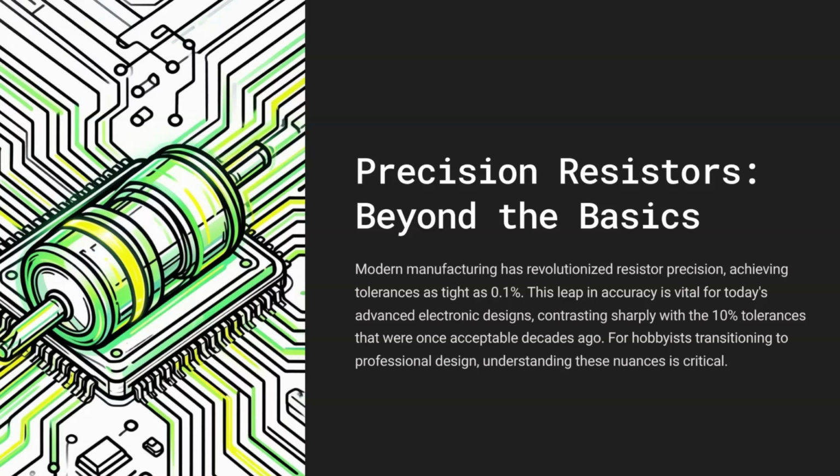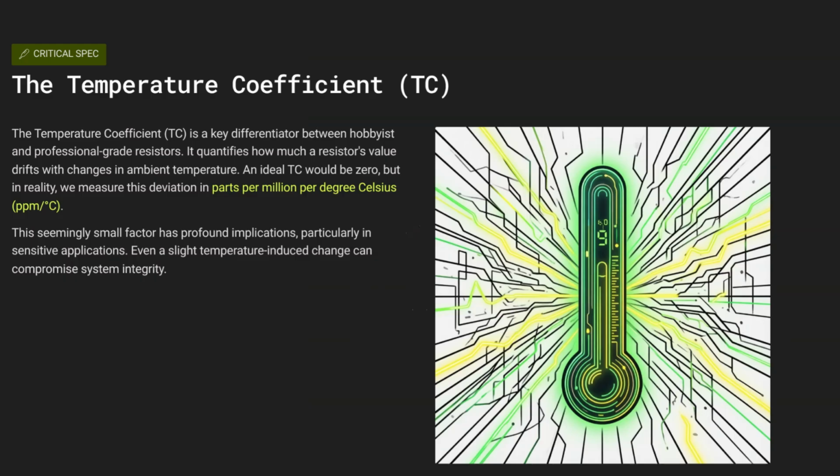Okay, now for the spec that you said really separates the hobbyist from the professional designer, the temperature coefficient, TC. This is a major differentiator. TC measures how much the resistor's value changes as the ambient temperature changes. And the ideal TC is 0, right? No change whatsoever. The ideal is 0, but that's physically impossible. So we have to measure the deviation in parts per million per degree centigrade, or ppm per degree C.